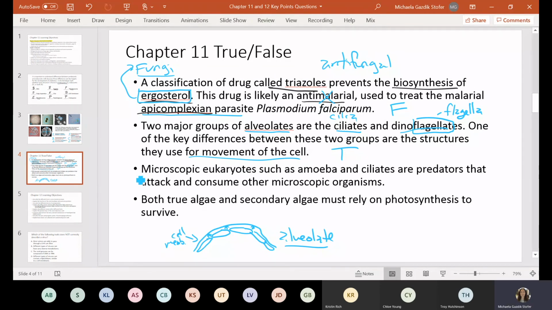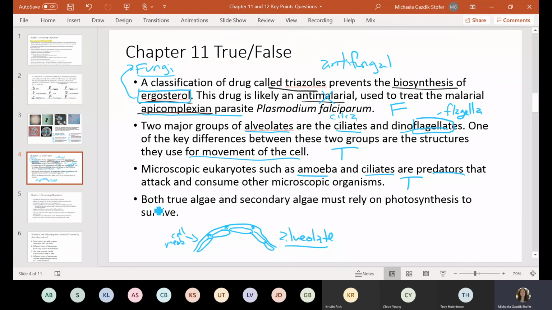All right, the third point here: microscopic eukaryotes, such as amoeba and ciliates, are predators that attack and consume other microscopic organisms. I already mentioned that one on the last slide, so we'll say yes, that's a true statement. Your amoeba, your ciliates are actually consuming other microbes, be they microbial eukaryotes or prokaryotes, so they're definitely considered predators in the food chain.